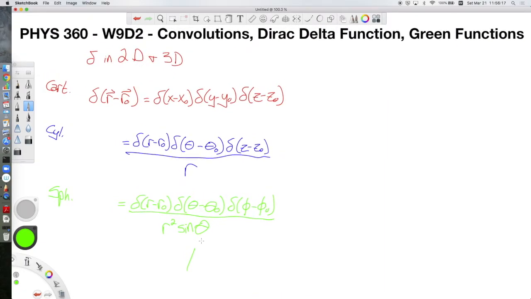Or math people, this theta is the angle from the z-axis. We are using the physicist definitions here.